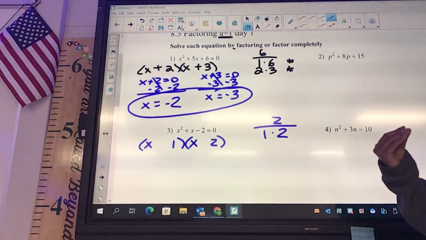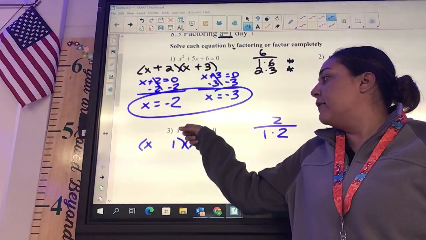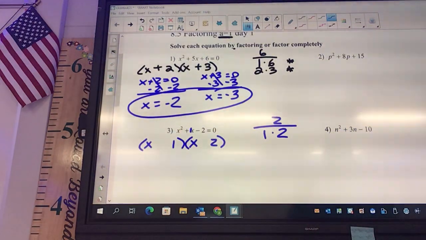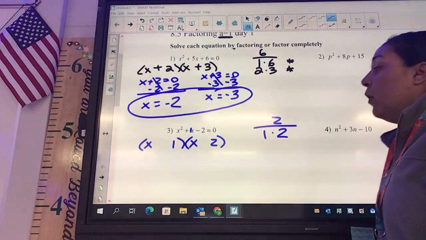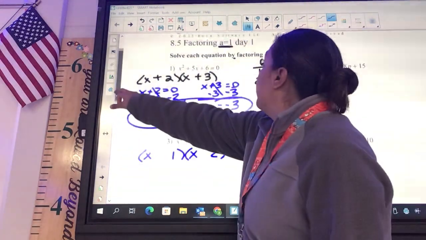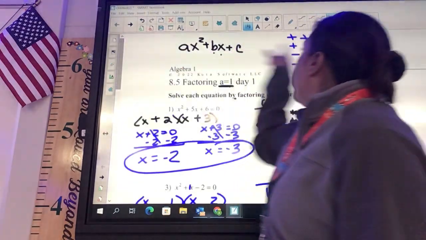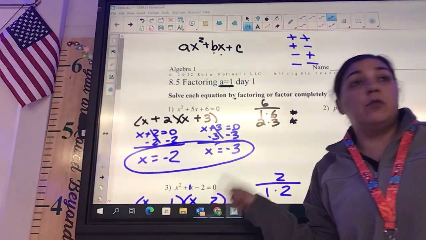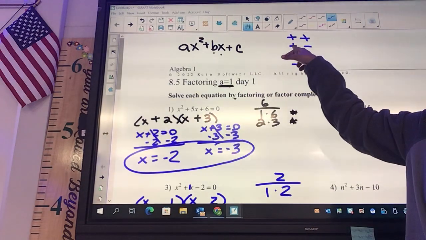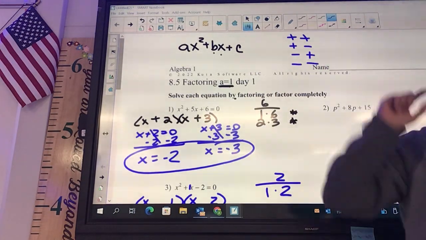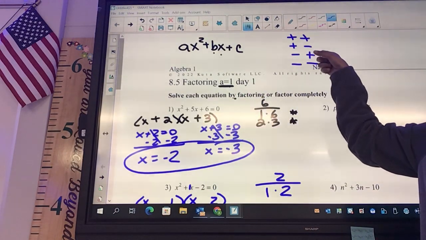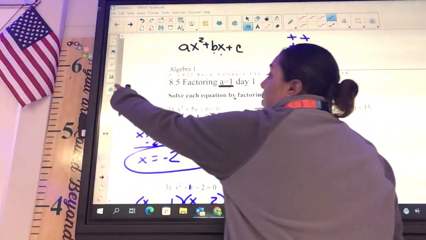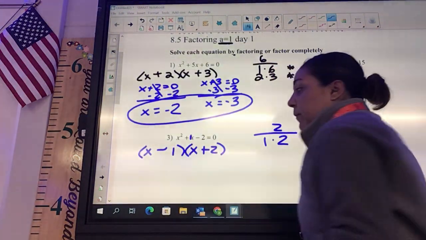We need something to add or subtract to give me a positive 1. How can I get a positive 1? Plus, plus? Okay, well, let's go through the list. Plus. So what is 1 plus 2? 3, so that's no good. Positive 1 minus 2. Negative 1, it's no good. Negative 1 plus 2. 1, so that's what we need. Negative 1 and a positive 2.